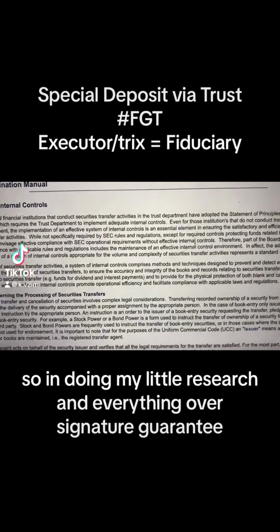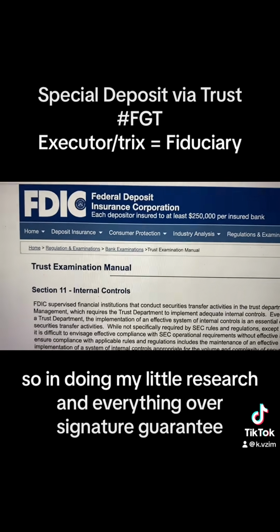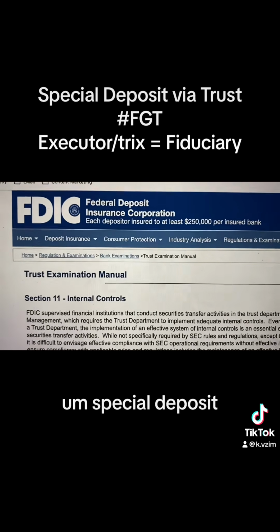So in doing my little research and everything over signature guarantee, medallion stamp, special deposit.